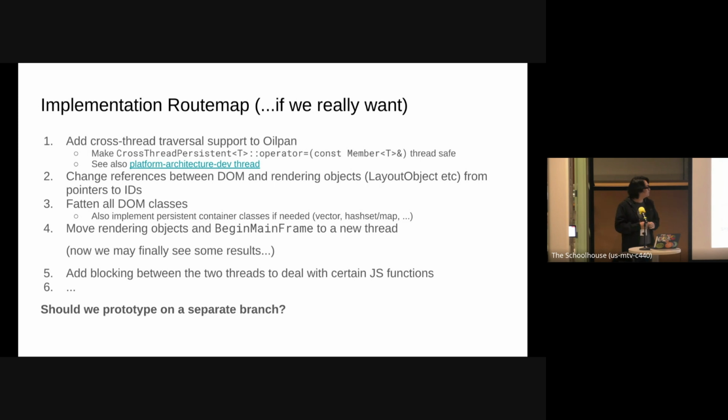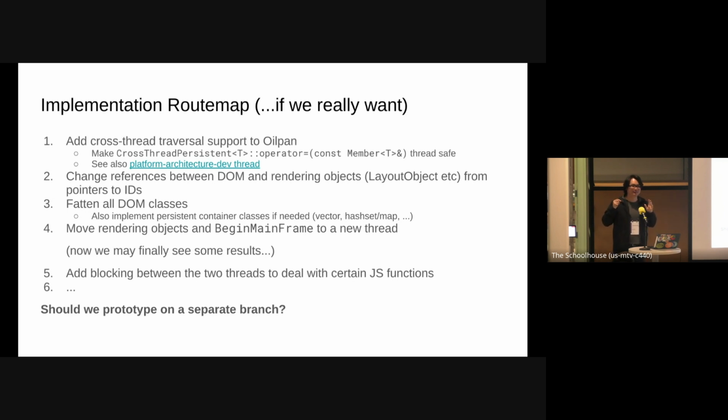So currently, if we have a member on one thread and another thread wants to create a cross-thread persistent of that object, it is actually not thread safe, because when we run this assignment operation, it's not atomic. So garbage collection can be triggered in between.